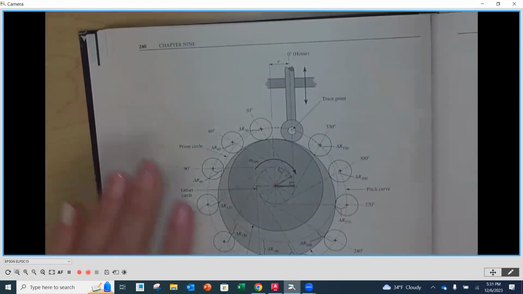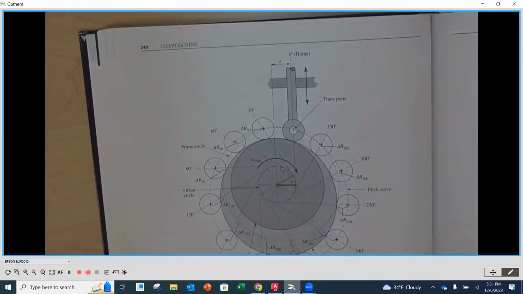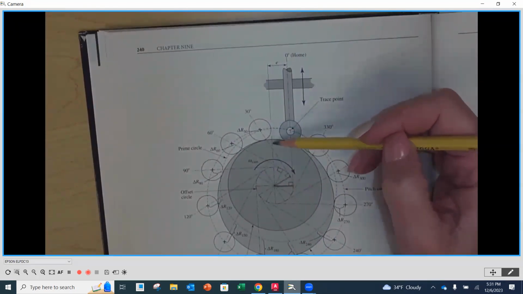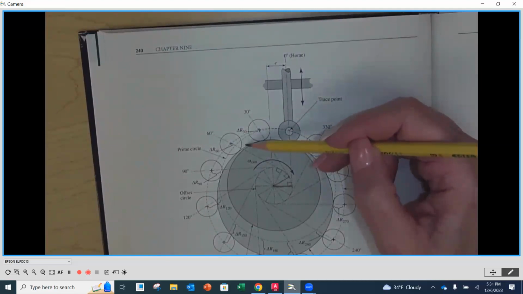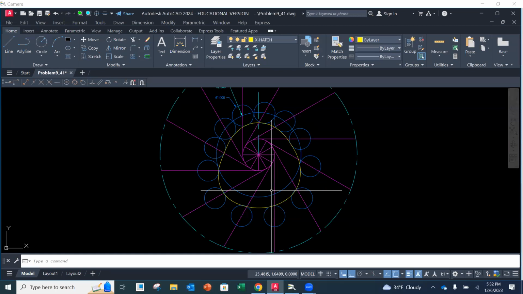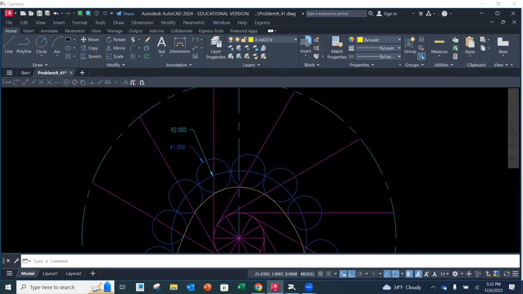So on page 240, the only difference in this setup is that our offset is on the right. In the problem, the offset is on the left. So my AutoCAD diagram reflects that offset.